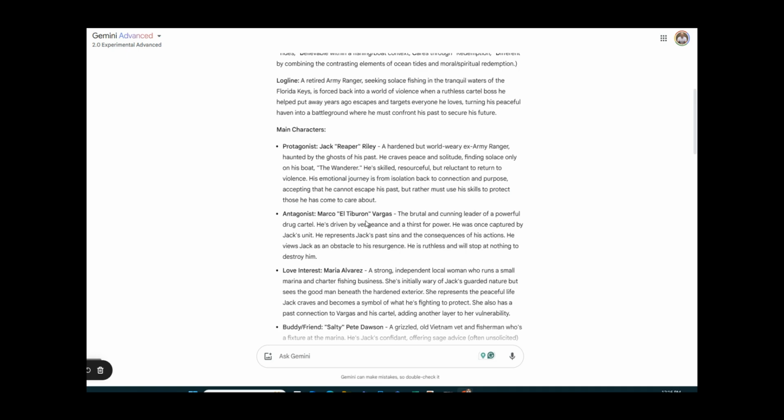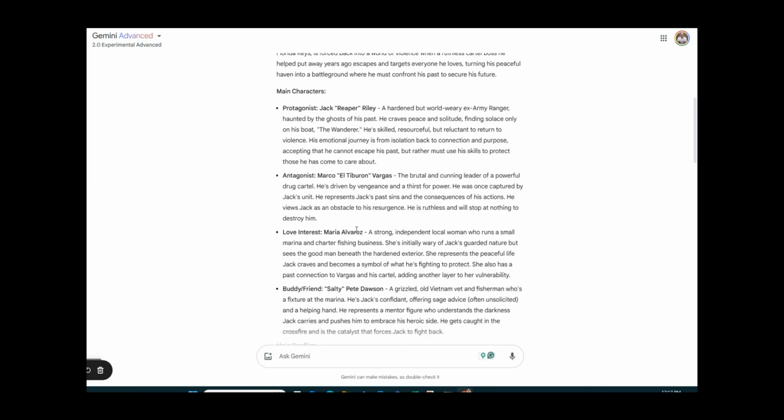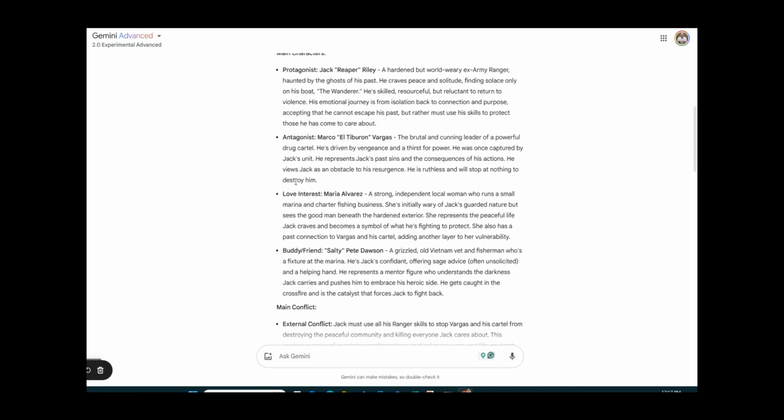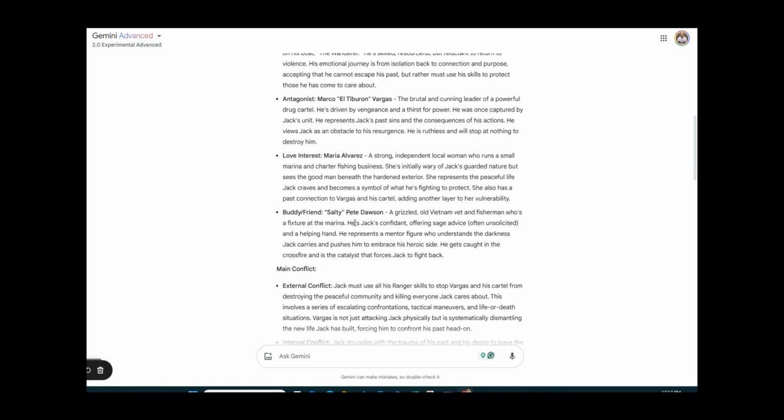Antagonist: Marco "El Tiburon" Vargas, brutal leader of a powerful drug cartel. Okay. He's driven, so we have his motivation. We have some backstory, and he's going to be an active antagonist, which is great because the antagonist is the bringer of the story. Love interest: Maria Alvarez. She's a local and has a past connection to Vargas and his cartel. Buddy: Salty Pete Dawson, a Vietnam vet and fisherman, a fixture at the marina.